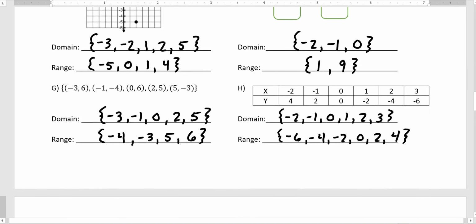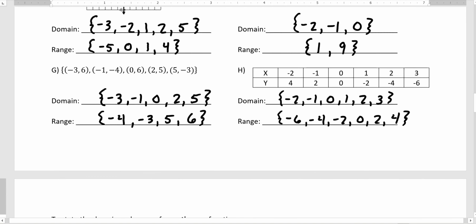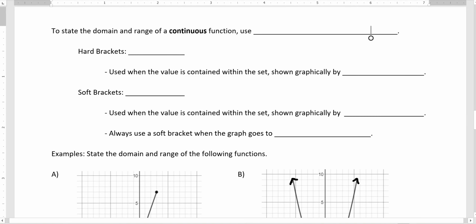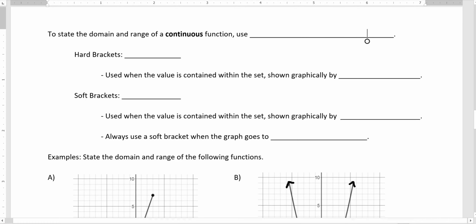So that is for discrete functions, all right? Discrete functions, we just list the values. Now, continuous functions, remember, those are the ones that don't have a set number of inputs and outputs. They're continuous, all right? Remember, they're over an interval, and since they're over an interval, we're going to use interval notation.